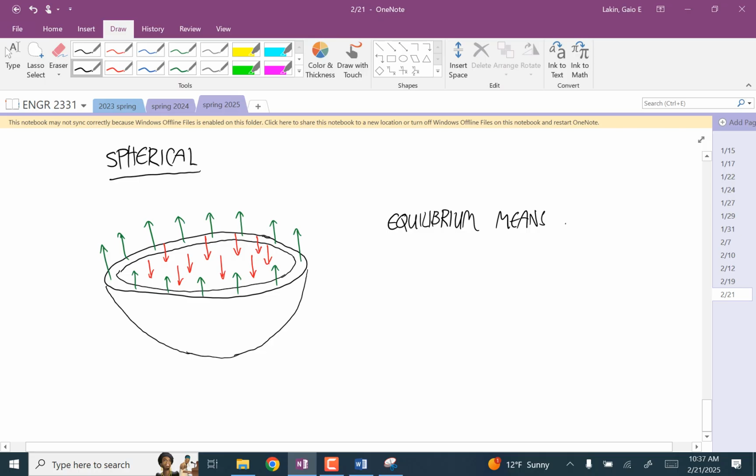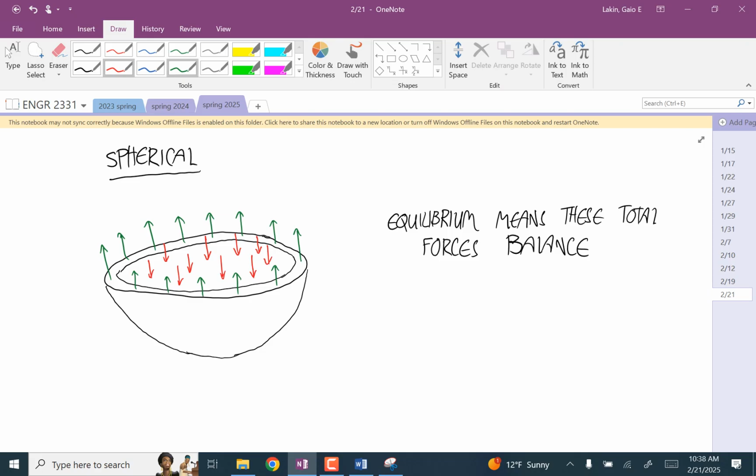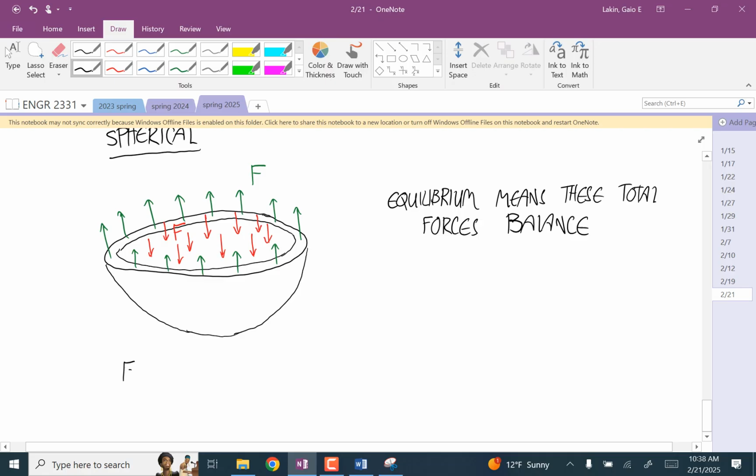So equilibrium means these total forces balance. We have a force F of the adjacent material pulling up here, and it's balancing a force F of the adjacent fluid pushing down. And we can calculate what's the force from the fluid? What's the pushing force that the fluid's applying? Well, that's equal to the pressure times the area. And since this area is a circle, this is just equal to P times pi times r squared.